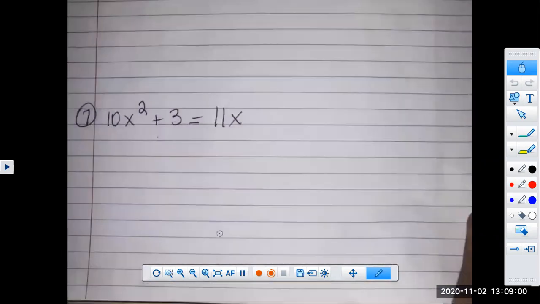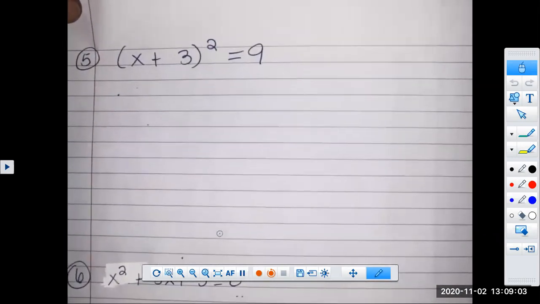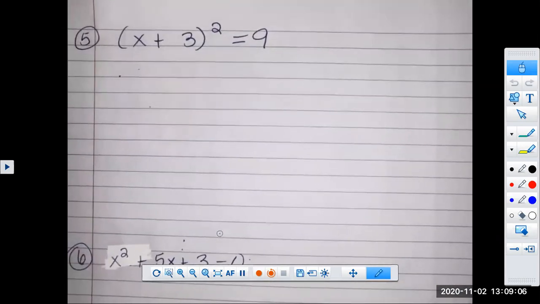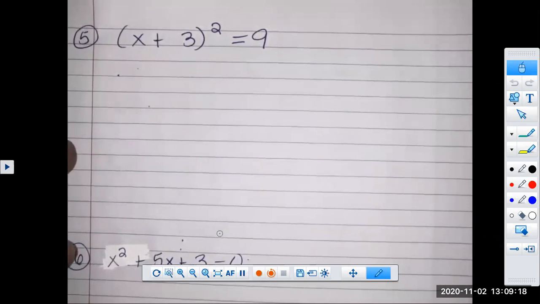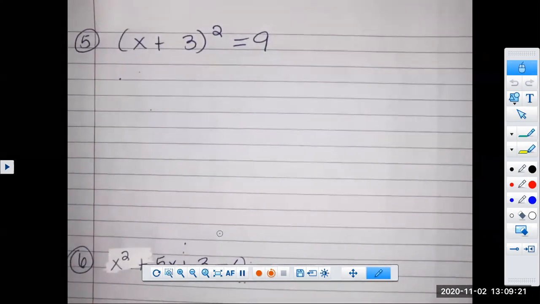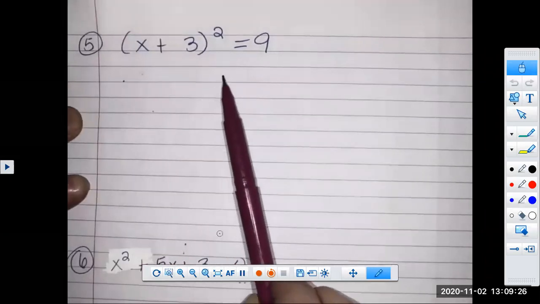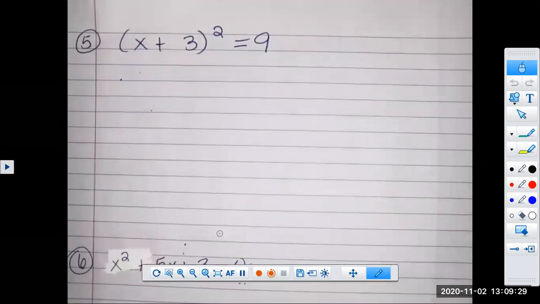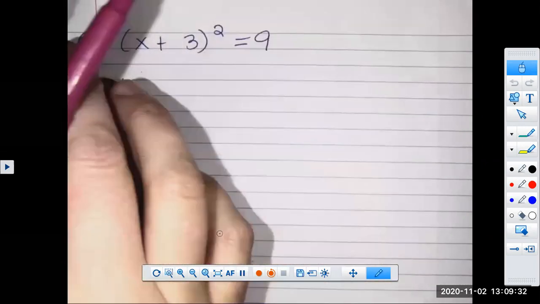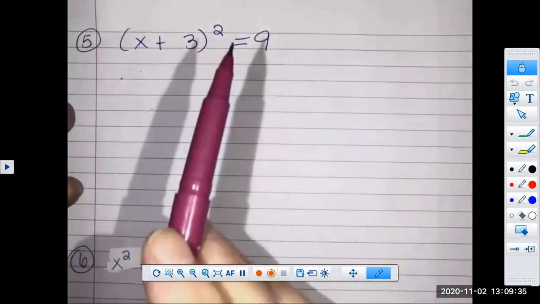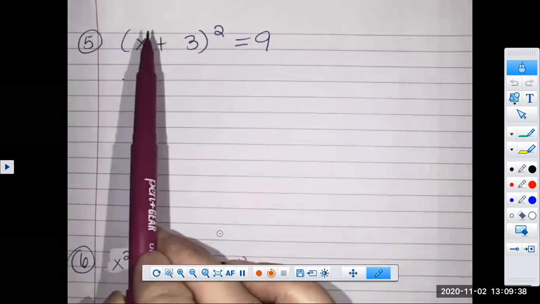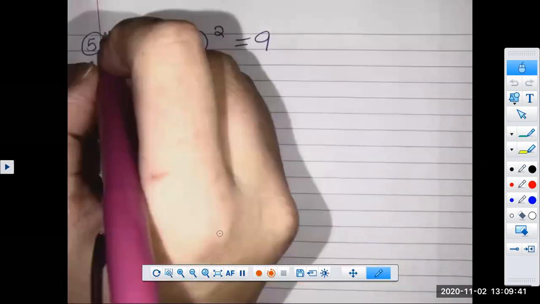Okay, I wanted to show you number 5, because when we get into 4.6, you're going to have to solve this particular method I'm about to show you. There's actually two ways you could do this. You could go ahead and use the FOIL method and get x squared plus 6x plus 9, and then you could subtract 9 and set it equal to 0. Or you can go ahead and get rid of this exponent of 2 first. All right, let's do that.